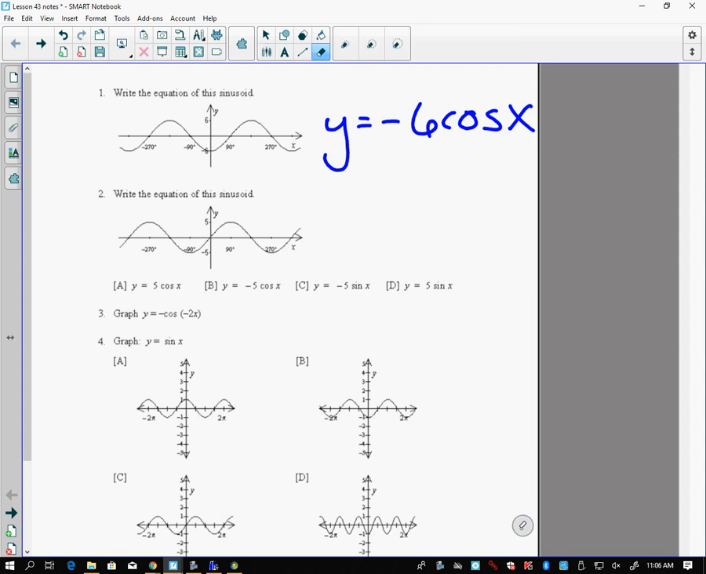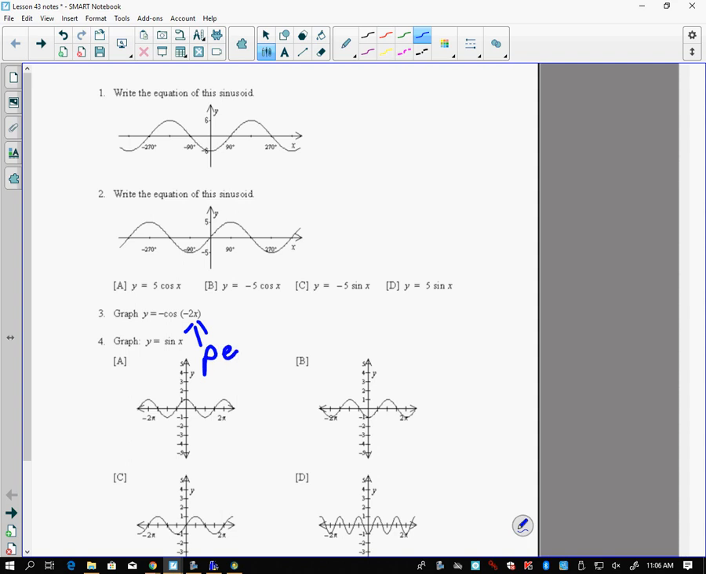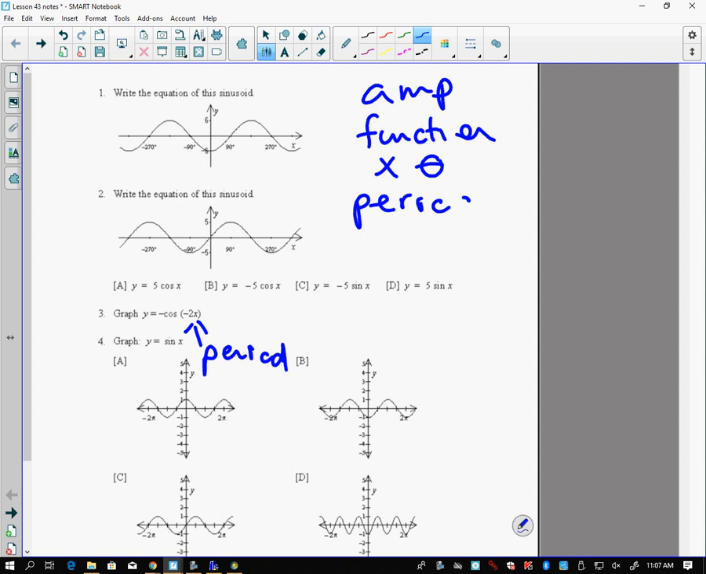Let's come down here for a second. So we understand 1, understand 2, but let's look at number 3. It says graph y equals negative cosine minus 2x. This right here is the period. Okay? So that means we're going through 2 periods in 360 degrees. Okay? So just to kind of add to our list, we have amplitude, function, x or theta, and then period. Okay?